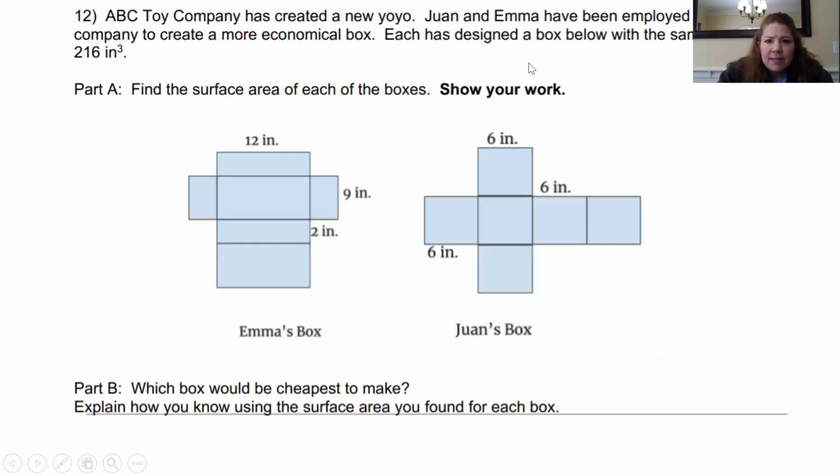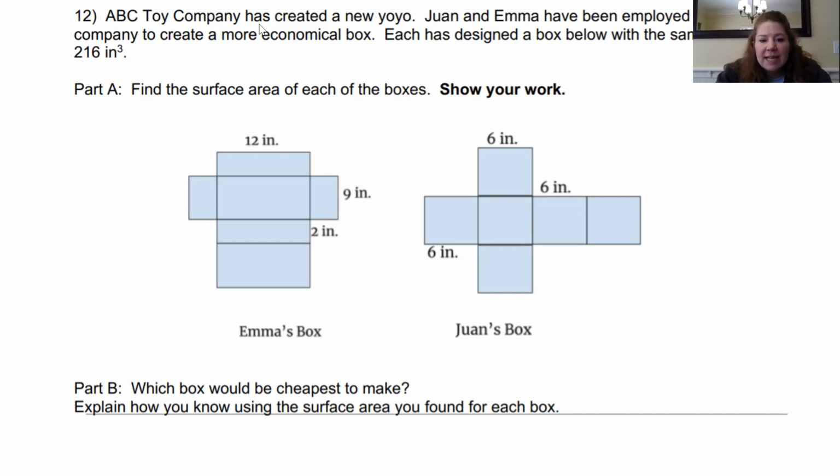Number 12, ABC Toy Company. Get this box out of my way. ABC Toy Company has created a new yo-yo. Juan and Emma have been employed by the company to create a more economical box. Each has designed a box below with the same volume. So both of these boxes have a volume of 216 cubic inches. Find the surface area for the boxes. Show your work.